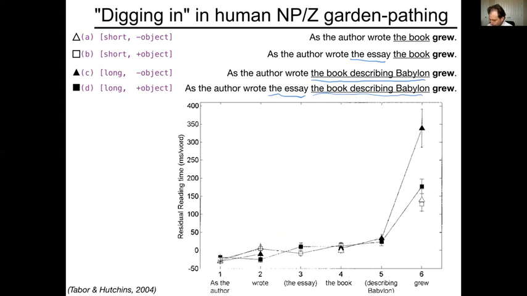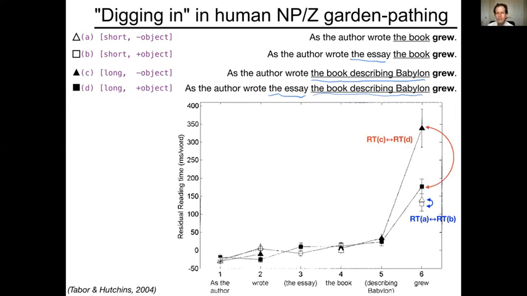This is work by Tabor and Hutchins in 2004, and what you see is the following pattern. Once again, we might have the prediction that the effect of transitivity is there for both the short and the long cases. Now here's what we see. There is actually a small effect of verb transitivity, of having an object, in the A versus B condition. It's there, but it's quite small.